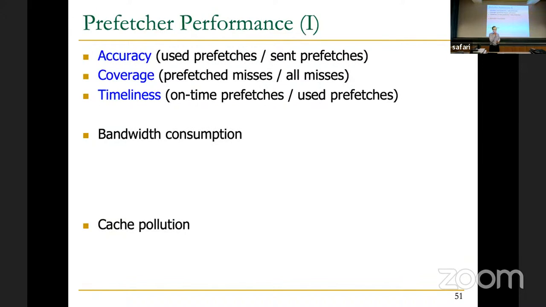Okay, any questions? I'm going to switch gears a little bit and talk about prefetcher performance, which we kind of talked about, but let's talk about it a little bit more because there are many aspects to this. We talked about accuracy, the fraction of sent prefetches that are actually used by the processor. We talked about coverage, the fraction of all cache misses that are actually prefetched by the prefetcher. And then there's timeliness, which is a bit harder to compute exactly. You can compute it based on the number of prefetches or amount of time. This is a number-of-prefetches type of computation: among all of the used prefetches, how many of them are on time? Now the question is, what is on time?